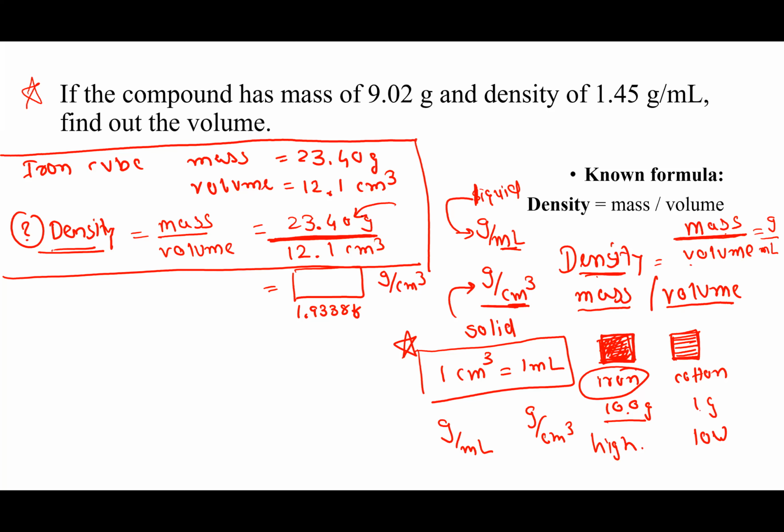How many significant figures do you see in the number on the top? 4. And 3 at the bottom. So the least number of significant figures we have is 3. So your answer must have only 3 significant figures. So your answer must be 1.93.